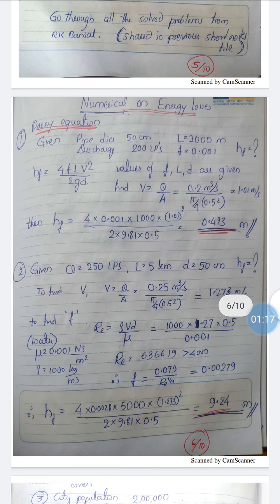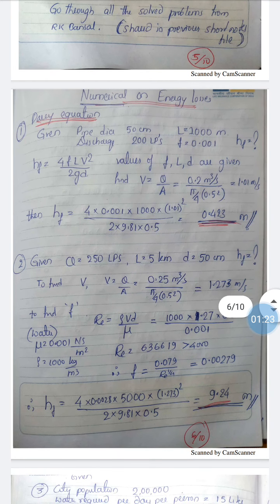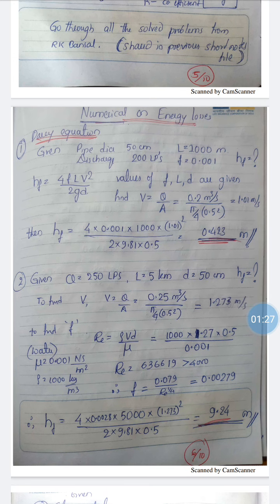Therefore hf is equal to 4fLV square by 2gD. Make sure all the parameters are in SI units, so we get the loss as 0.423 meter. A very simple example where most of the values are known, one unknown, one equation, you can always solve that.